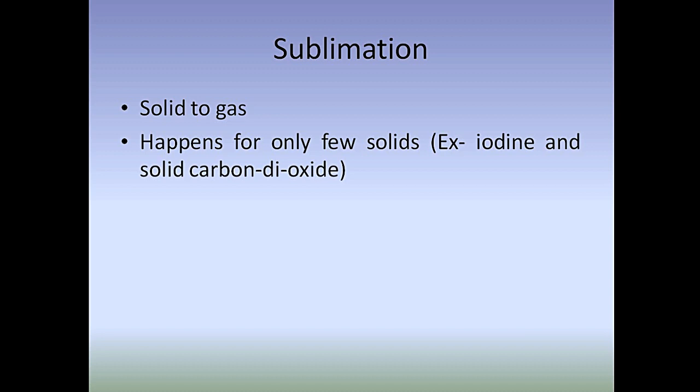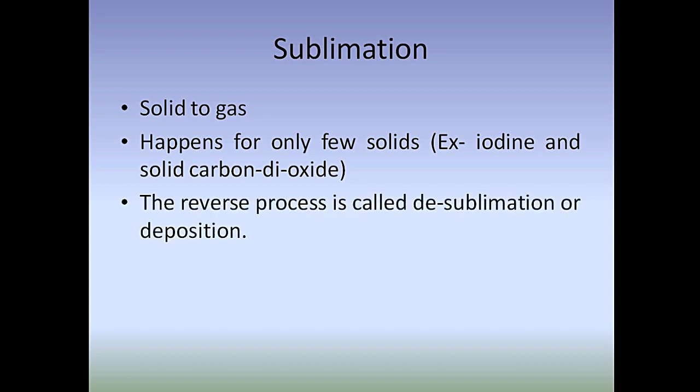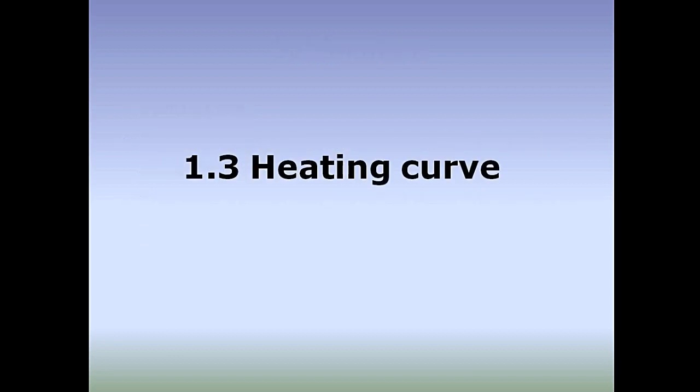Even camphor and bathroom air fresheners like Odonil are also examples for sublimation. If you keep Odonil in the beginning of the month in your bathroom, at the end of the month that solid will be vanished. Because of sublimation, that white color solid will be converted into gas directly. And the reverse process is called de-sublimation or deposition.